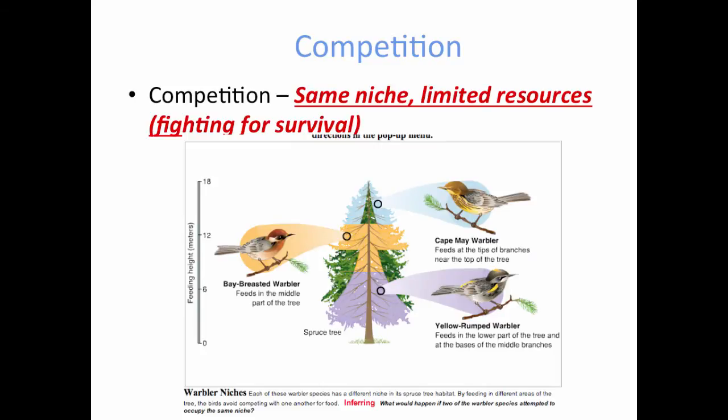So let's talk about competition. Competition is when 2 organisms live in the same niche, which means they have the same role, and there's limited resources. So you fight for that survival. Birds could fight to live in the same area of the tree. They could fight for food or shelter or mates. Anytime 2 organisms are competing for a limited resource, that is called competition.